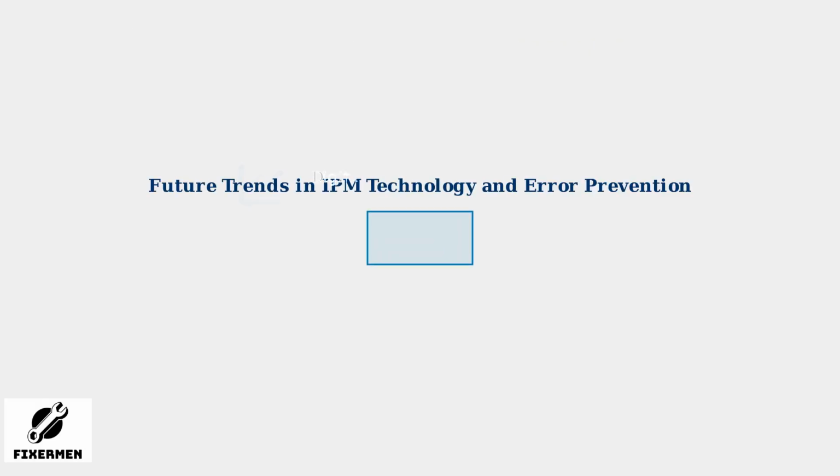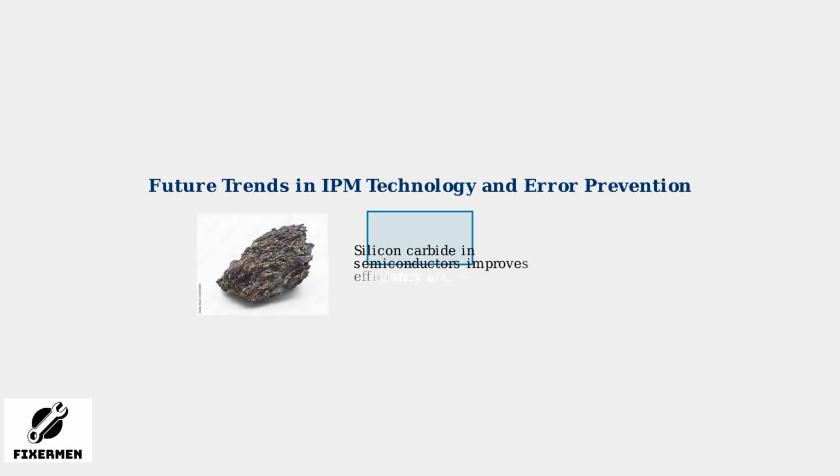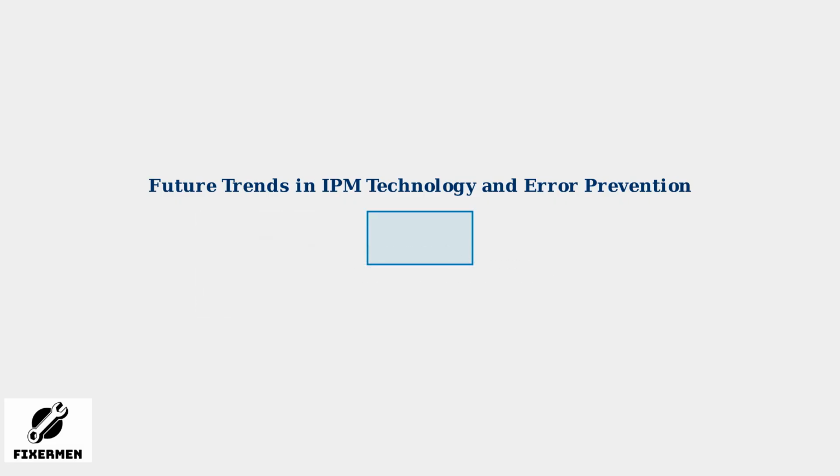The future of IPM technology involves advancements in digital diagnostics and predictive maintenance. AI-integrated systems are being developed to analyze usage patterns and environmental data to preemptively identify potential IPM failures. New materials like silicon carbide are being used in semiconductors to improve IPM efficiency and reduce the incidence of P0 errors. By 2028, Carrier aims for fully autonomous fixes via over-the-air updates, minimizing the need for service calls. These advancements promise to make HVAC systems more reliable and easier to maintain.